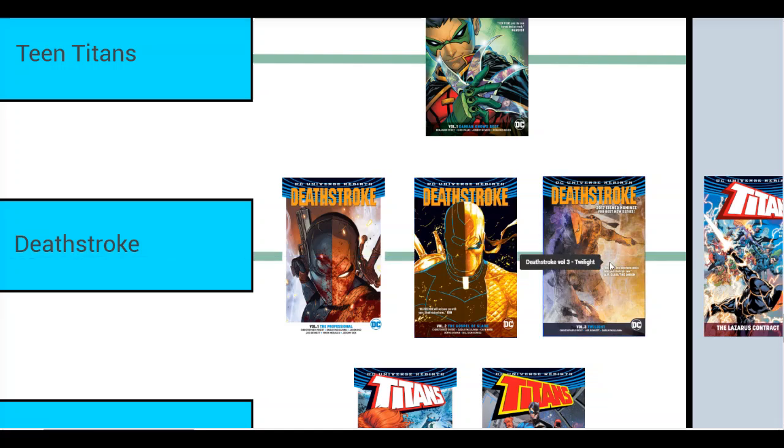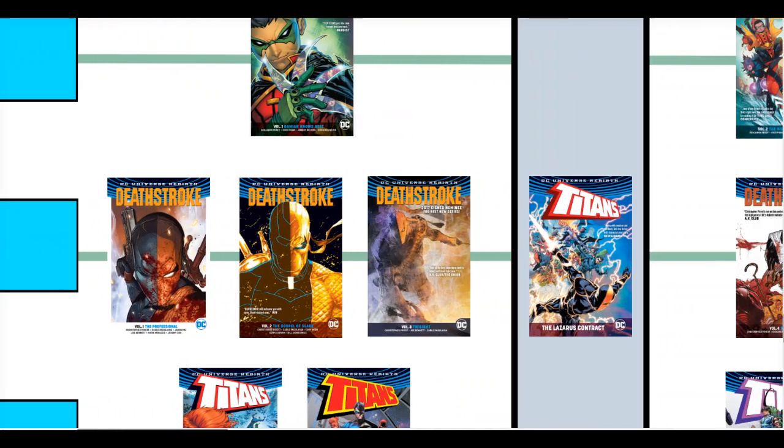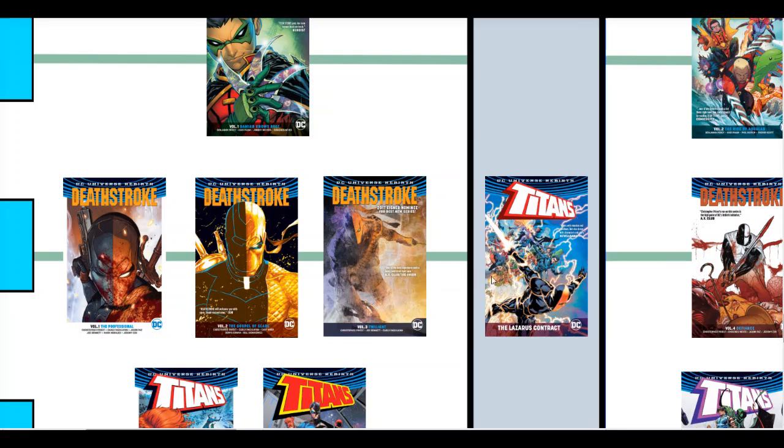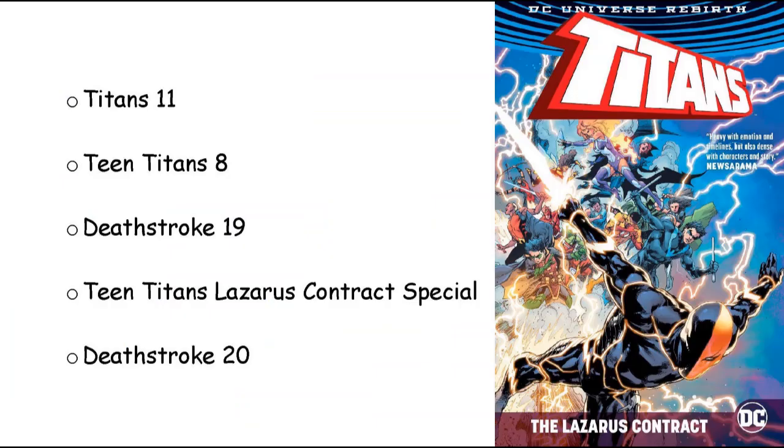The third collection here is called Twilight. This is the cover, and it's a volume with a small v3, so the third volume, and it contains issues 12 to 18. So overall, this contains the Rebirth one-shot that launches Deathstroke, and then 18 single issues in linear sequence. That then takes us into the Lazarus contract, which we'll talk about now.